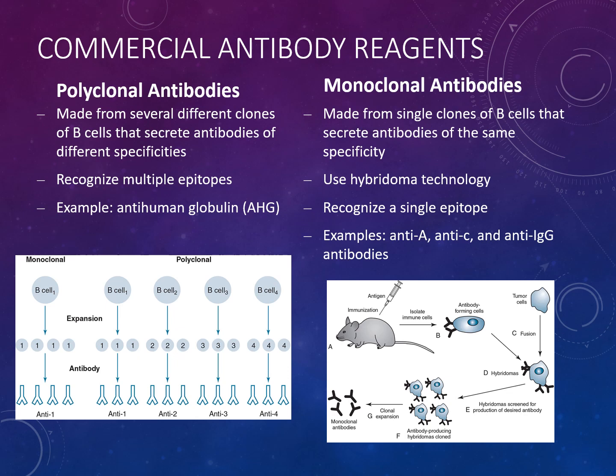Now, your monoclonal antibodies are, just as it says, single. They're made from one single clone of B cells that secrete the same antibody with the same specificity, so it's only targeting one specific epitope. It does use hybridoma technology, where it recognizes that one single epitope instead of multiple epitopes. Examples of this would be anti-A or some of your other antisera, your anti-IgG antibodies.